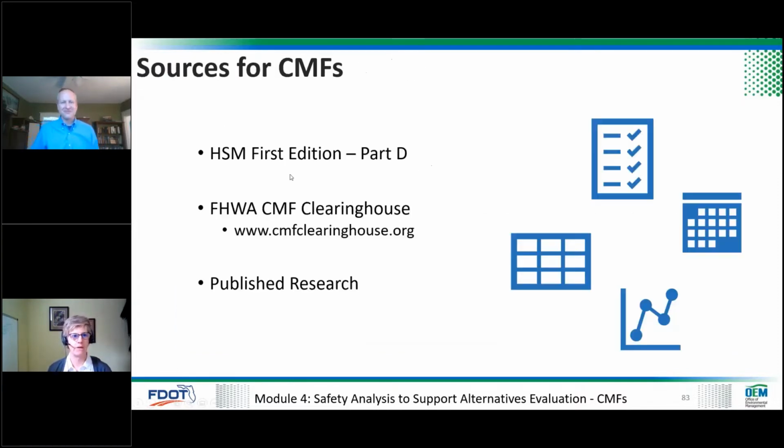So where do I get these? These are cool. I love them. I want to use them. Where do I get them? Part D of the Highway Safety Manual is essentially a big catalog of crash modification factors. Now, critical to remember here is the manual was published in 2010, which means the research stopped in like 2008, 2009, which means those are getting kind of old at this stage.